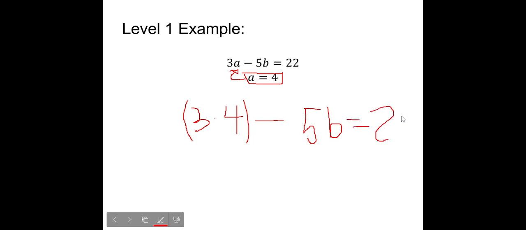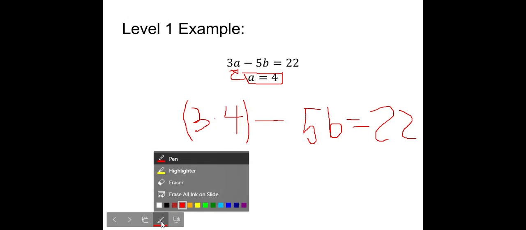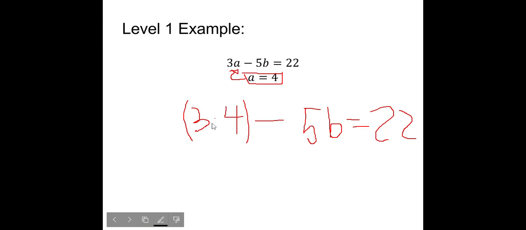So go ahead and pause the video, practice your solving skills right here before we move on. So 3 times 4 is going to give me 12. Still minus 5b. We haven't changed that. And it's still equaling 22.